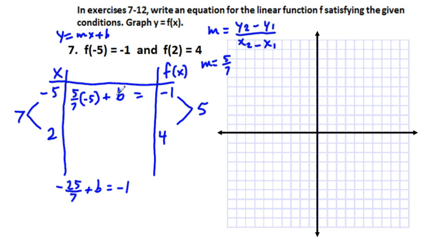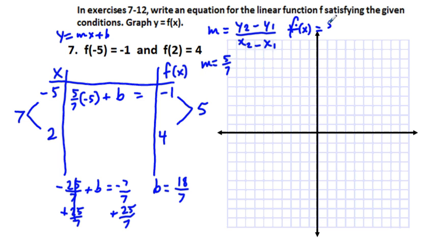And -1 we can write in sevenths, because we have a fraction with denominator 7. So I'm going to rewrite this -1 as -7/7. Then if we add 25/7 to both sides of this equation, we have cancellation here. So b is equal to -7 plus 25, which is 18. So we have 18/7. So our equation is going to be y, or we'll say f of x, equals 5/7 x plus 18/7.